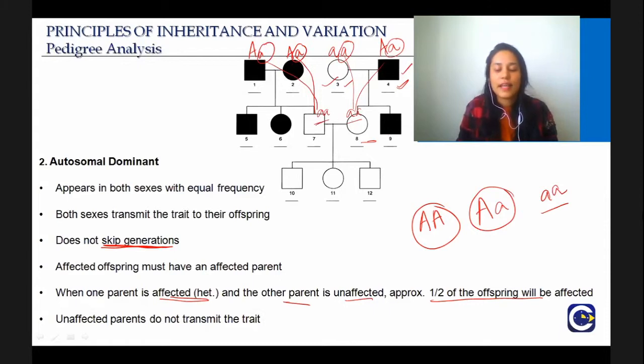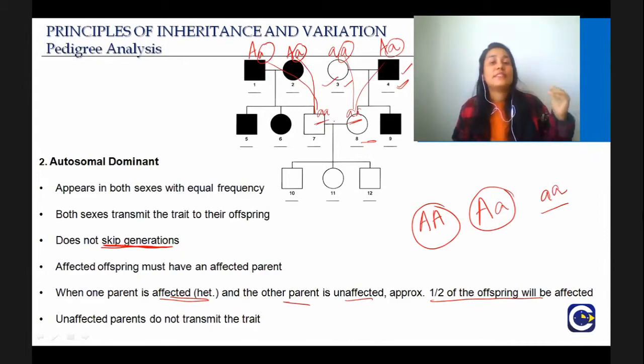You see here, they are unaffected. How are they going to transmit? They don't have the dominant gene. So that is why you can easily distinguish between an autosomal dominant and autosomal recessive trait by seeing the parents, by seeing if there is any skipping of the generation.